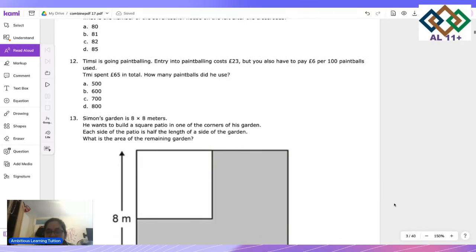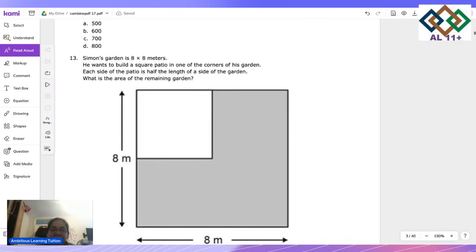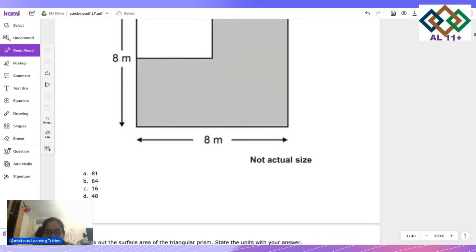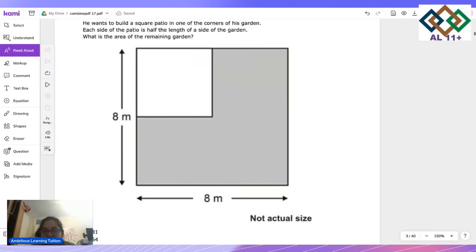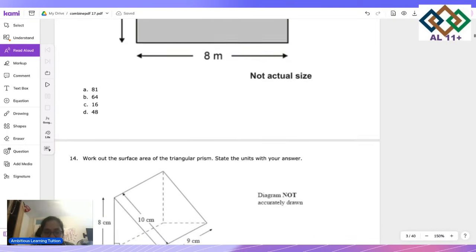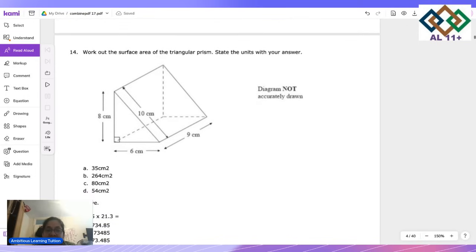And then you have something for area and perimeter. Area and perimeter is also very common, which will definitely come in your 11 plus. So you have to find the area of the remaining garden. You need to know the formulas for how to find area and perimeter. If you have not done that, you would definitely have to do that. And this is also very common. You have to find out the surface area of a triangular prism.